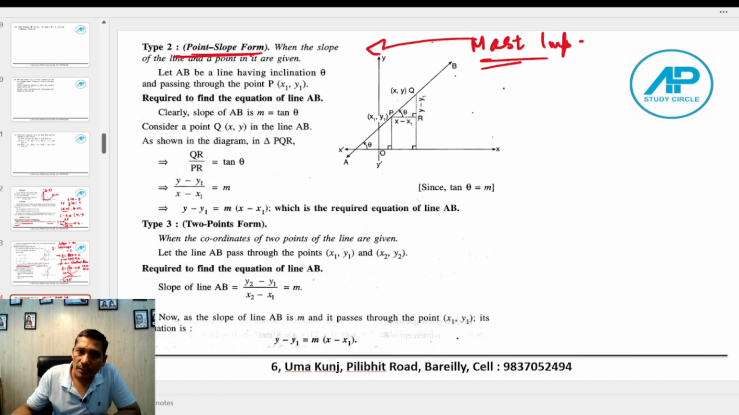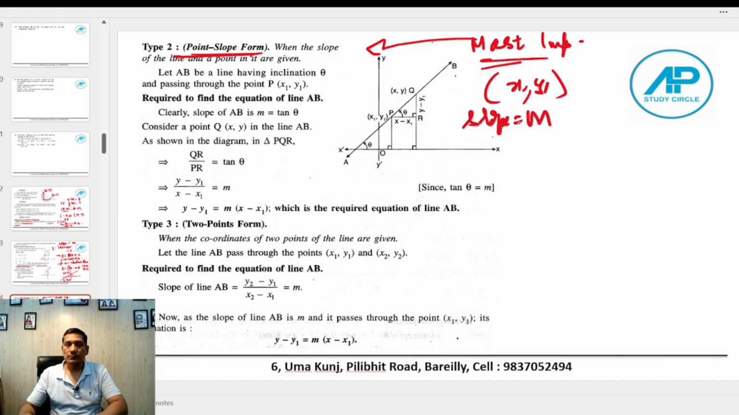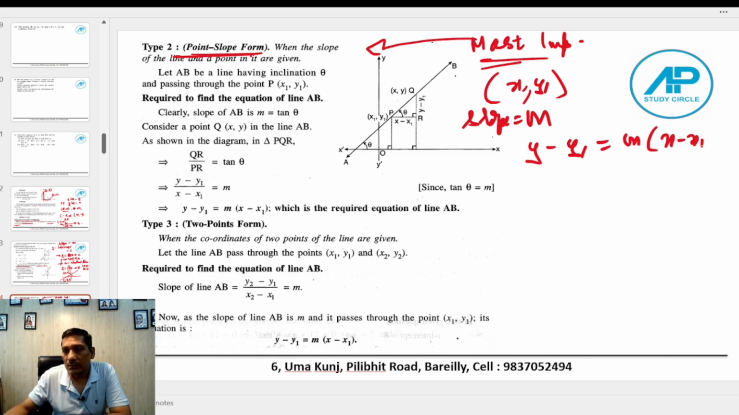Point-slope form. When I have one passing point of the line and the slope of the line, then the equation of the line is y minus y1 equal to m times (x minus x1). Here I can replace the passing point in place of (x1, y1), and I can put the slope here as m.